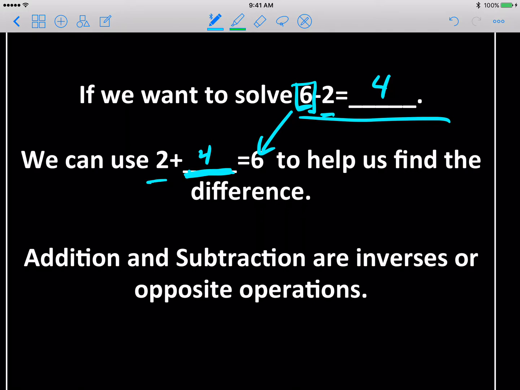All right, moving on. I want you all just to remember that addition and subtraction are inverses or opposite operations. They help each other out. They're related. If you're doing subtraction, we can use addition to help us out. If you're working on addition, you can use subtraction to help you out.